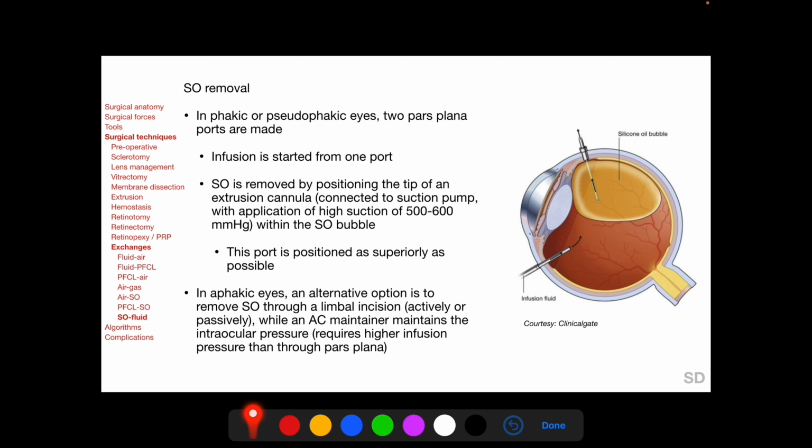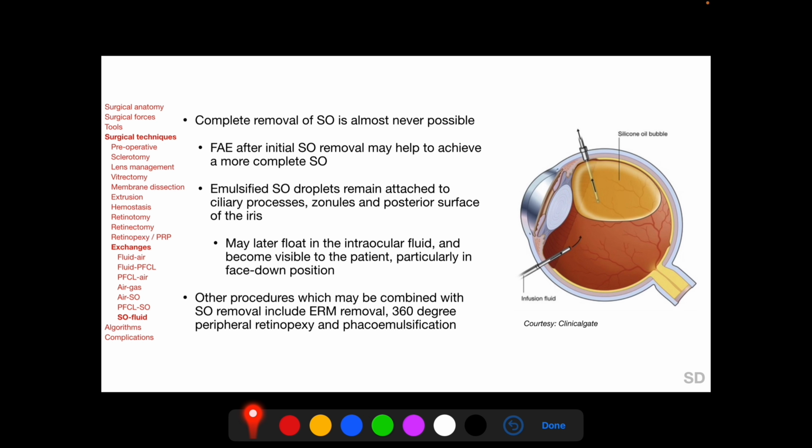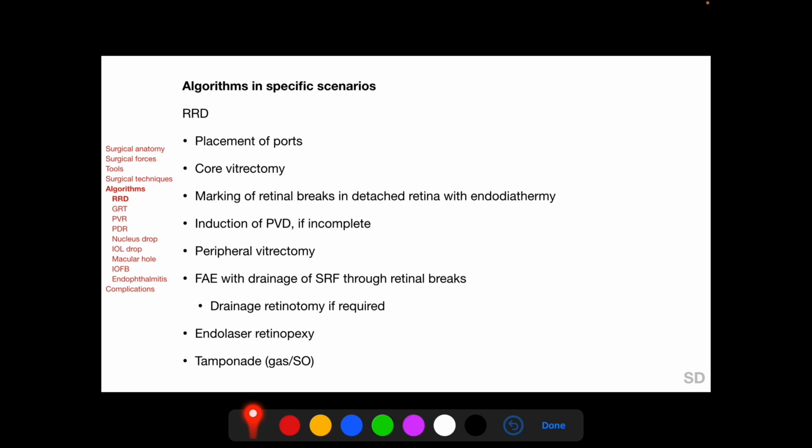In aphakic eyes, an alternative option is to remove silicone oil through a limbal incision while an AC maintainer maintains the intraocular pressure. And during silicone oil removal, other procedures which are often performed include epiretinal membrane removal, 360 degrees peripheral retinopexy, and phacoemulsification. Then we'll discuss the algorithms in specific scenarios commonly encountered.